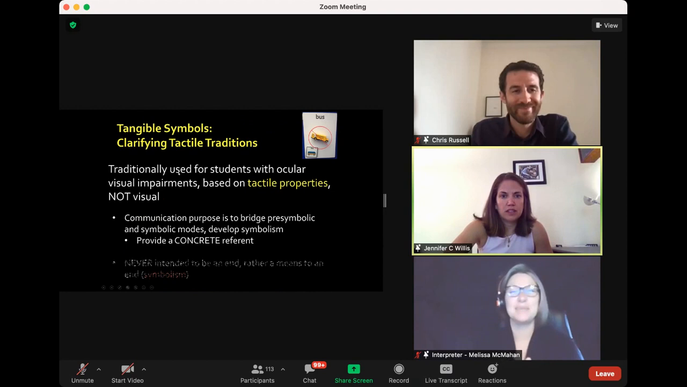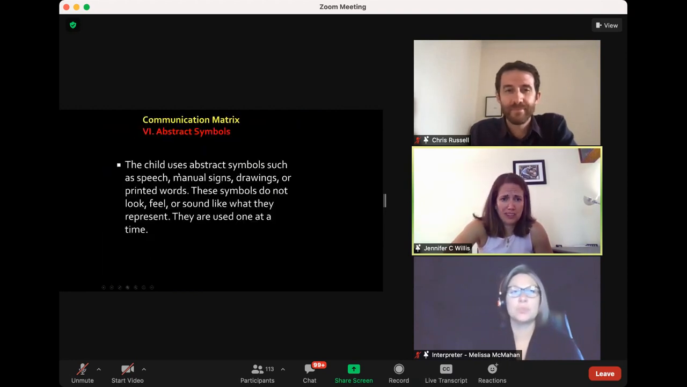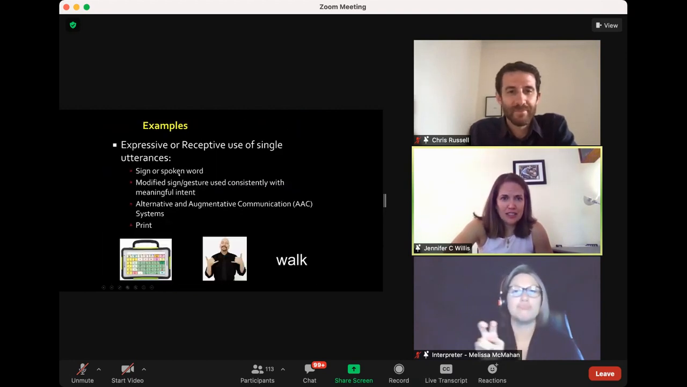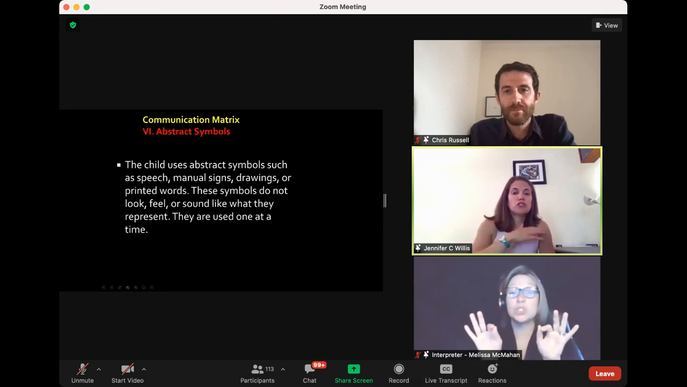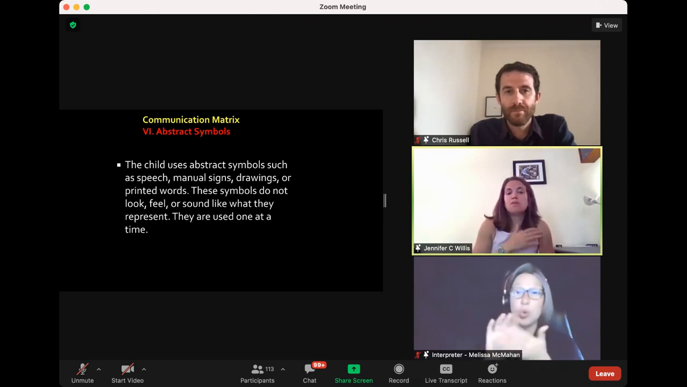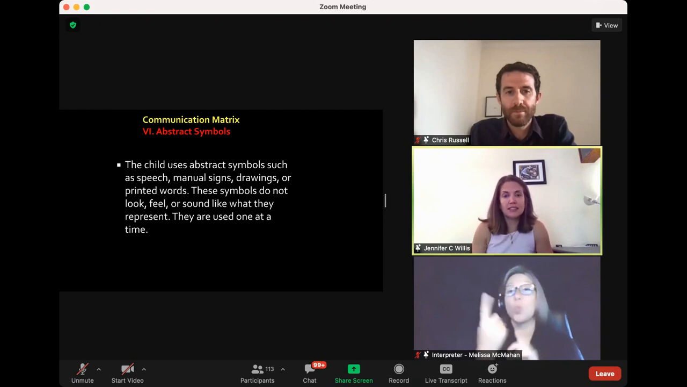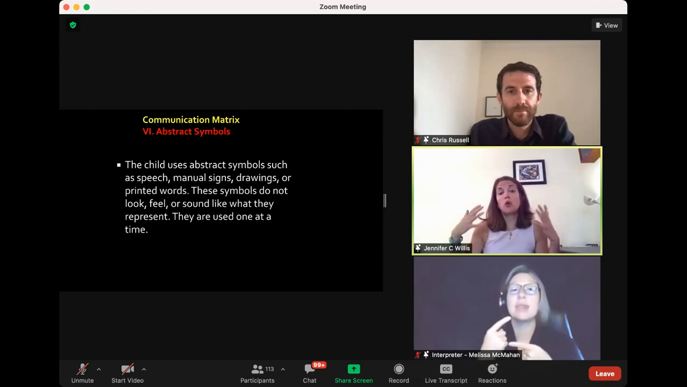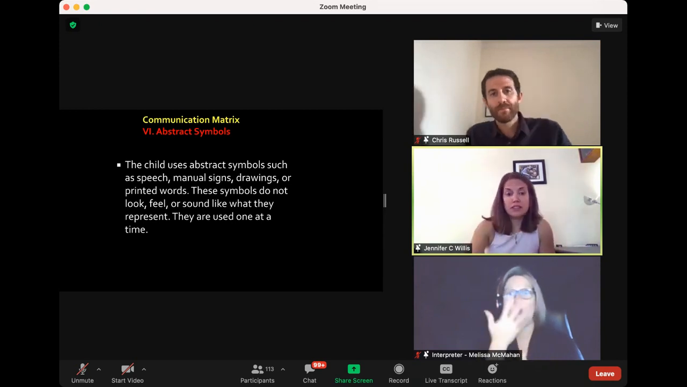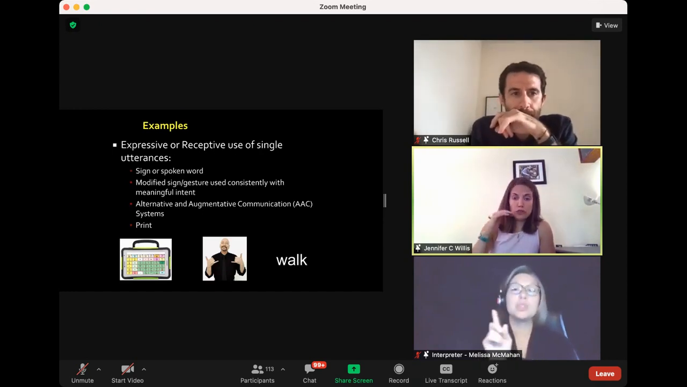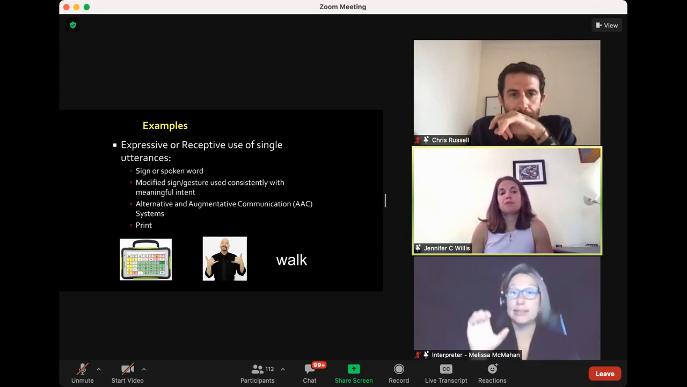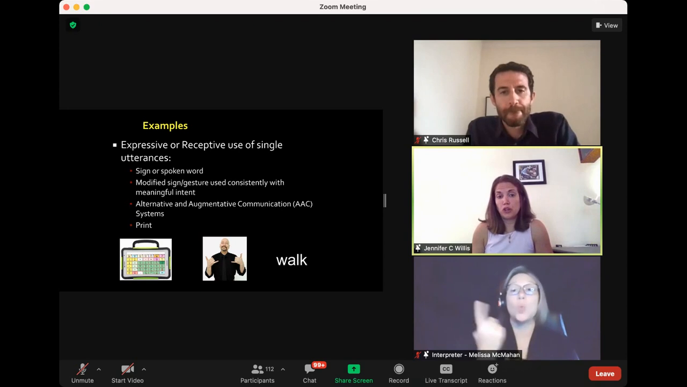All righty then. Which brings us to just the end of things, our conventional symbols. So language is really just that. When we start using those initial abstract symbols, single words, single signs, because this is abstract. They don't look or feel like what they represent. And this is where we start getting maybe possible single icons on an AAC device. Again, single signs or single spoken words.